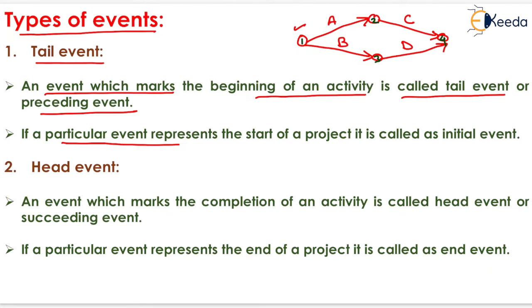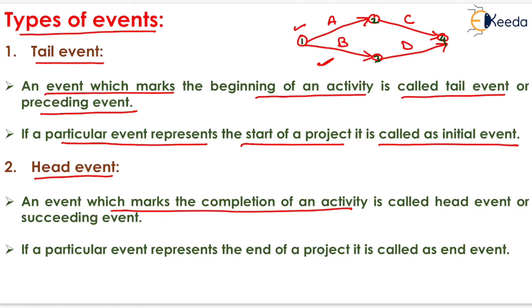If a particular event represents the start of a project, it is called the initial event. Now, in this diagram, event 1 represents the start of the project, so it is known as the initial event of the project. Now the next one is the head event. An event which marks the completion of an activity is called the head event or succeeding event. In this diagram, event 2 is the head event for activity A, event 3 is the head event for activity B, and event 4 is the head event for activity C and activity D.